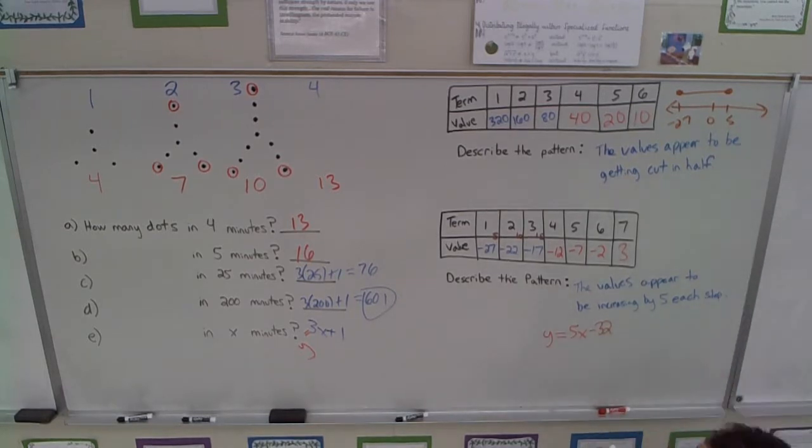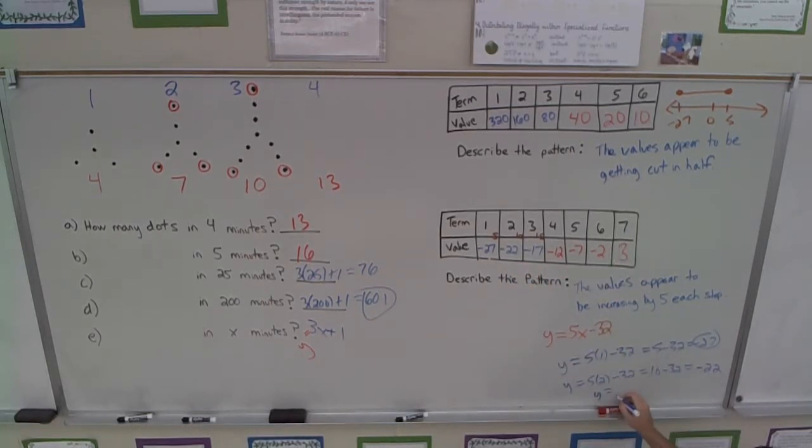Oh boy. So if I say y equals, and I put 1 in, and I get 5 times 1 minus 32, and that's 5 minus 32, negative 27, boom. If I put 2 in, then that's 10 minus 32. 10 minus 32 is negative 22, boom.